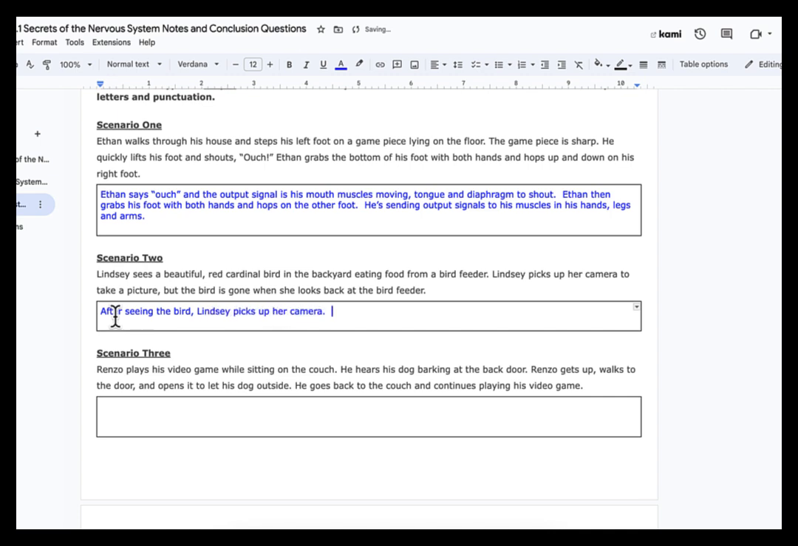So after the signal went in, the sight from her nerves into her brain, what then happens is she picks up the camera. But we've got to say what is moving, what is the output? So the output signal is her hands and arms moving to do this. Students then completed scenario three on their own.